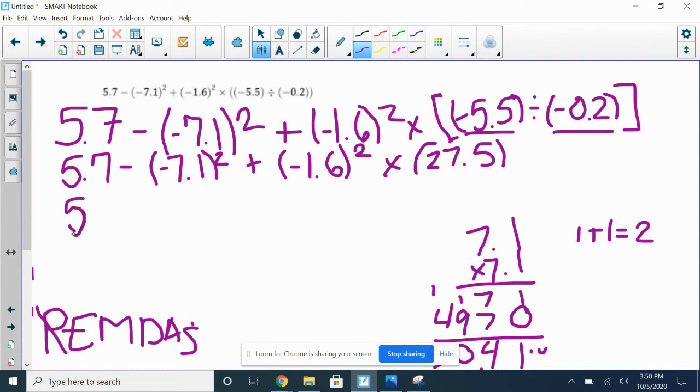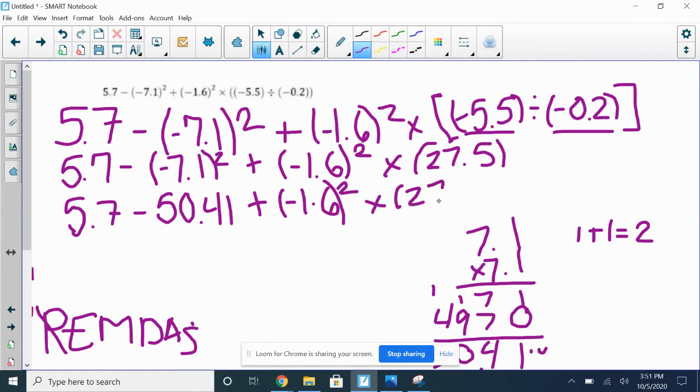And then I believe we have another exponent before we move on to the next part of PEMDAS. So I have 5.7 minus, and then it was a negative. Remember, 2 negatives make a positive. So that 7.1 squared was going to leave us with a positive 50.41. 50 and 41 hundredths plus negative 1.6 squared times 27.5.